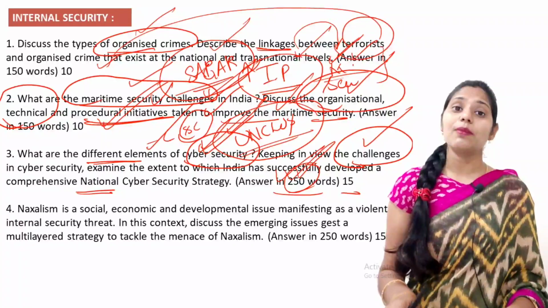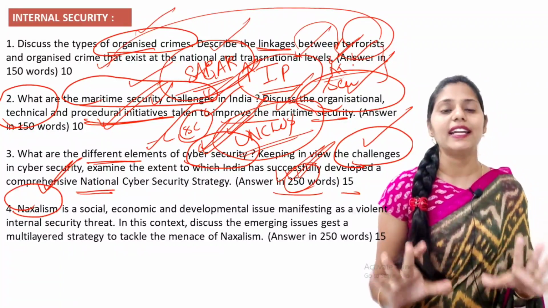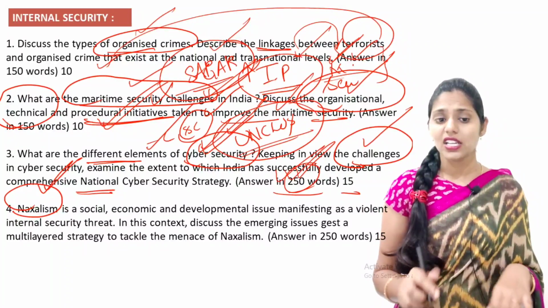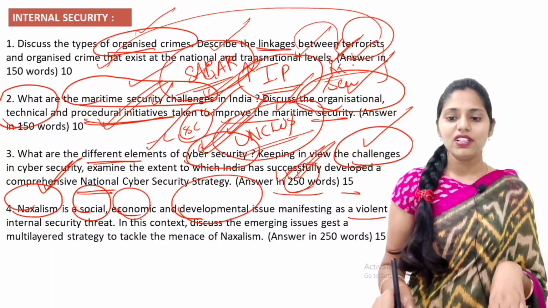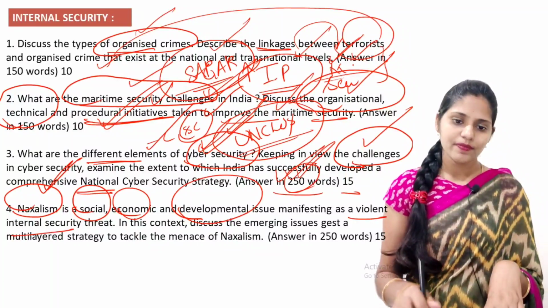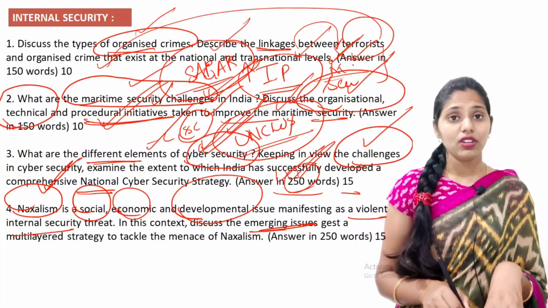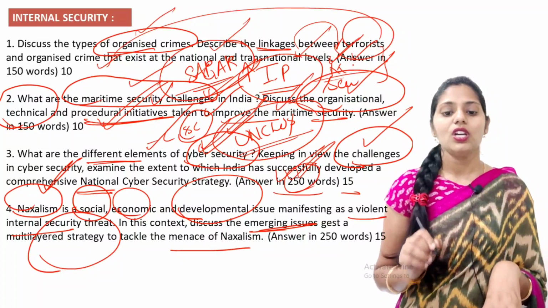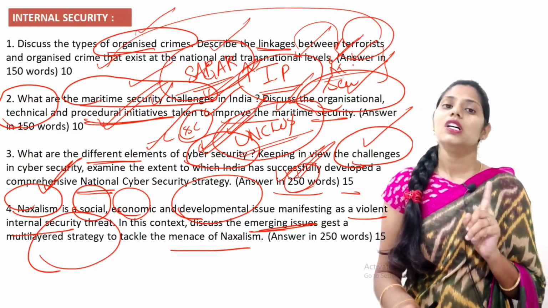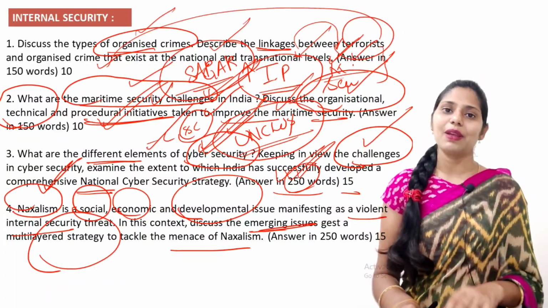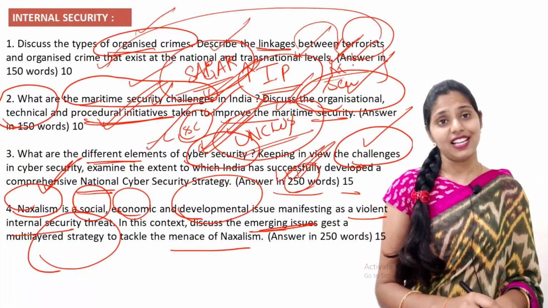And the next and last question is about Naxalism. There were a number of articles in our Hindu newspaper regarding Naxal attacks. Naxalism is a social, economic and developmental issue manifesting as a violent internal security threat. In this context, discuss emerging issues, and how we can come up with a strategy to tackle this menace of Naxalism. I also gave you a mains practice question regarding Naxalism a number of times, and you have to know what the Samadhan strategy is regarding Naxalism.